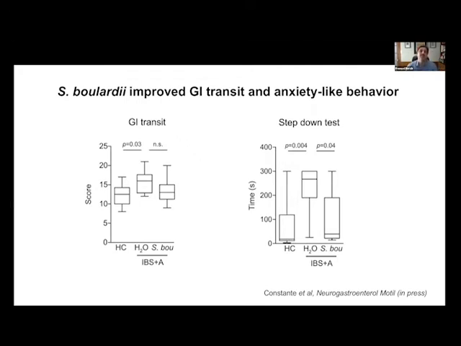And we saw that colonizing mice with this IBS microbiota increased gastrointestinal transit, caused also anxiety-like behavior, and these abnormalities were corrected actually by administration of this fungus.